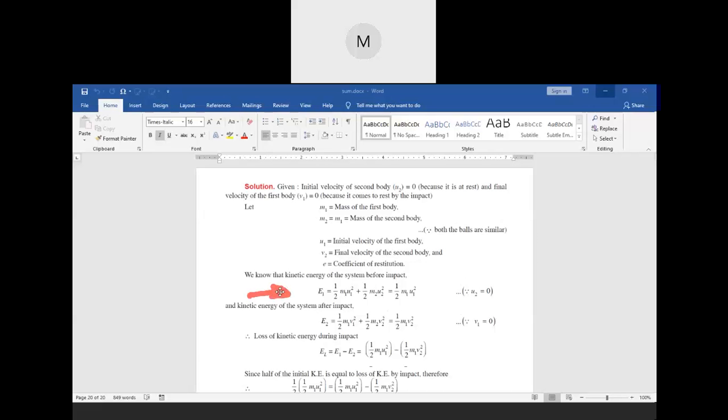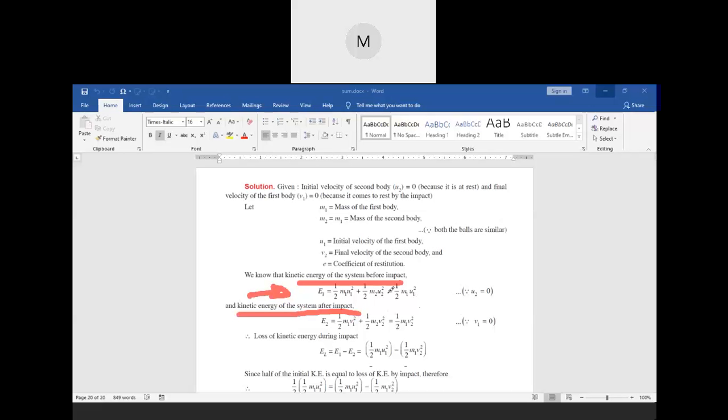Now in this equation, what happens? In this equation, your kinetic energy of the system just before the impact. So this is the first equation. Okay, if this is the first equation, then before impact, and there is one on after impact, right?